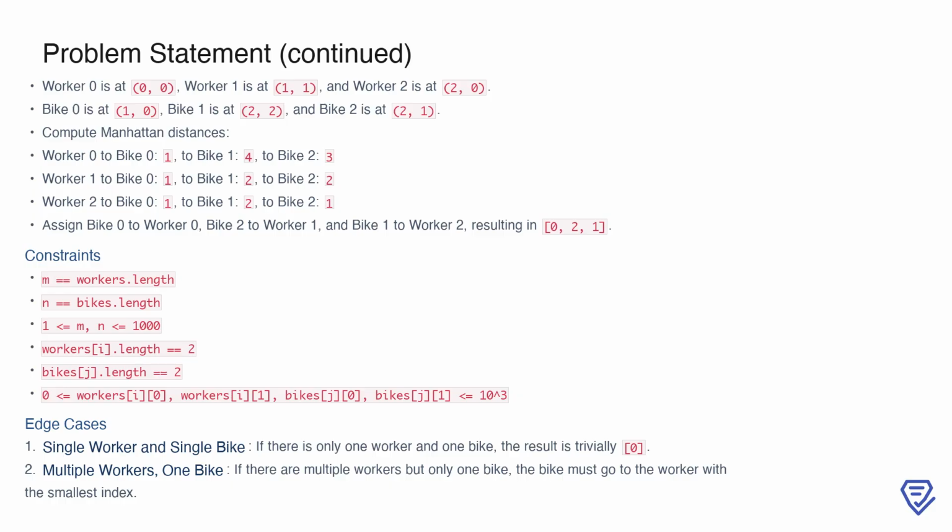Based on these distances, we assign bike 0 to worker 0 since it minimizes the distance. Then, bike 2 is assigned to worker 1, and finally, bike 1 is assigned to worker 2. This gives the result [0, 2, 1].